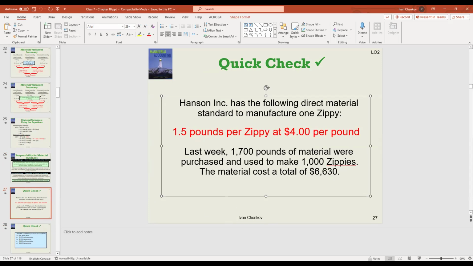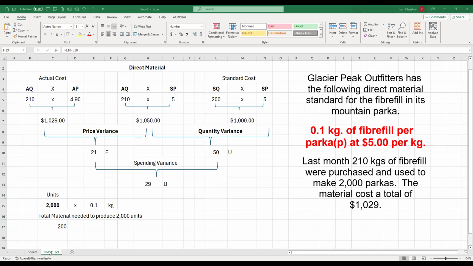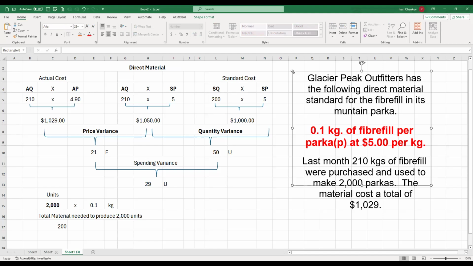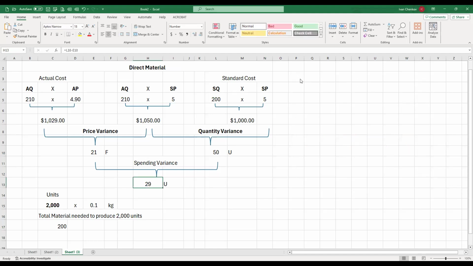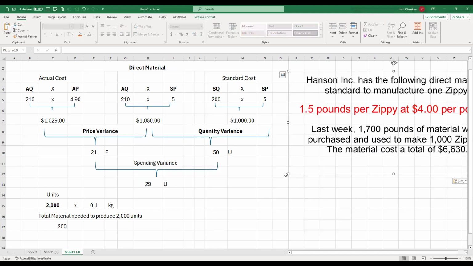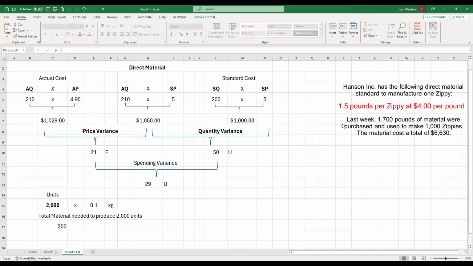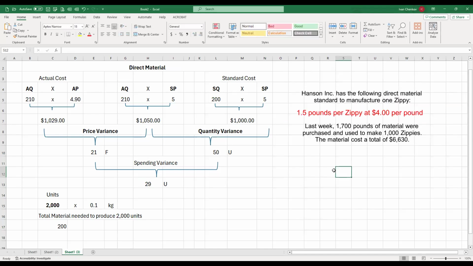I'm going to copy this and move back to the Excel spreadsheet. Share my screen, go to the Excel spreadsheet, and let's do the same question again. Let me copy this worksheet, move this one away. I don't need this one anymore. And I'm going to paste the new one. Can you guys see it?